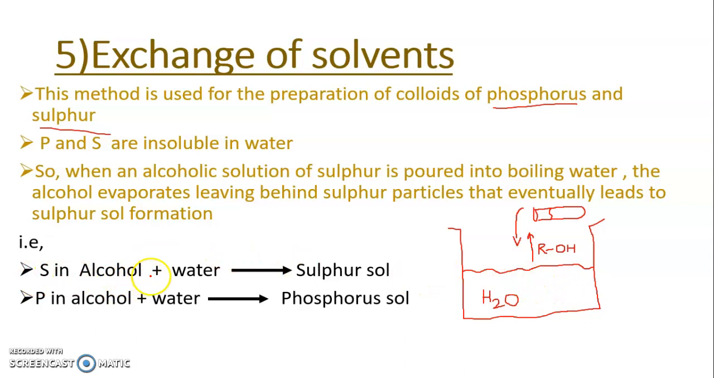Sulfur in alcohol plus water gives sulfur salt, and phosphorus in alcohol plus water similarly gives phosphorus salt. So this reaction is exchange of solvent, because actually we are making use of two solvents, water and alcohol. So firstly we had alcohol which is acting as a solvent, but after the process we are getting sulfur in water, salt. So that is why this is known as exchange of solvents.